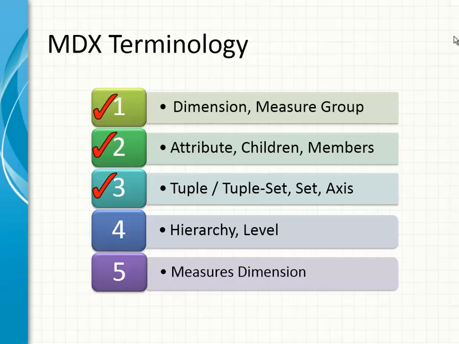So we saw what is a tuple, what is a set, and what is an axis, and how this is different from writing SQL queries, and what are the limitations of SQL Server Management Studio as of now in showing the results of MDX queries that are based on more than two axes. And we saw the same result set coming up successfully in the SSRS reports query designer and the report itself. Next we will see what we mean by hierarchy and level.